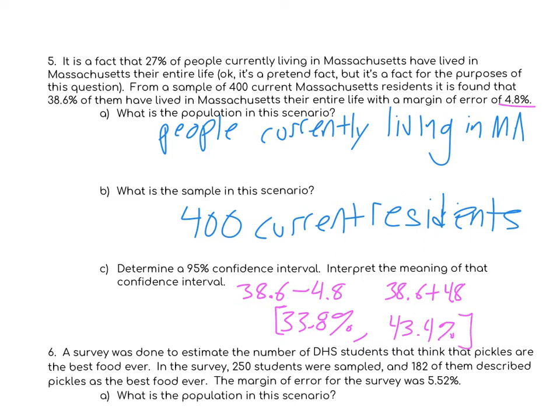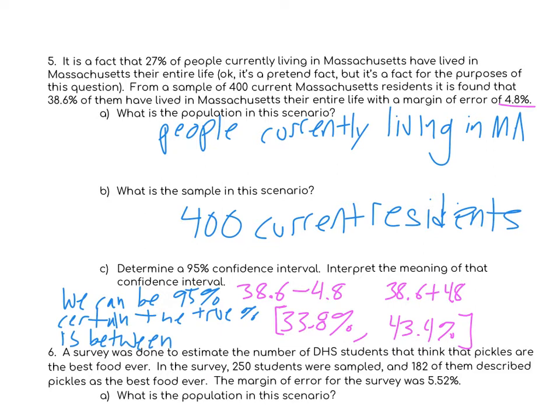And then interpreting that, we can be 95% certain the true percent of people living in Massachusetts that have lived there their entire life is between 33.8 and 43.4%.